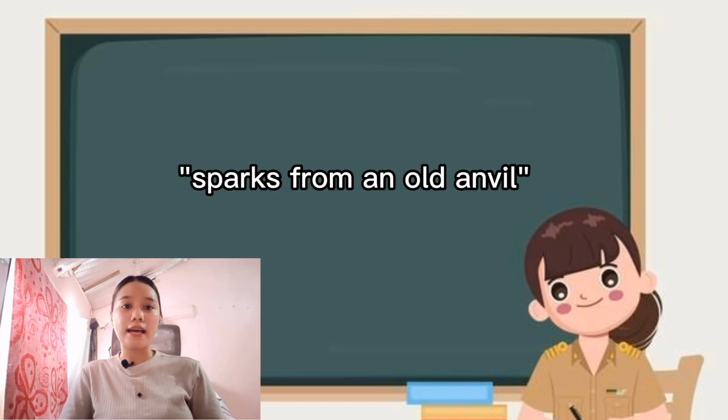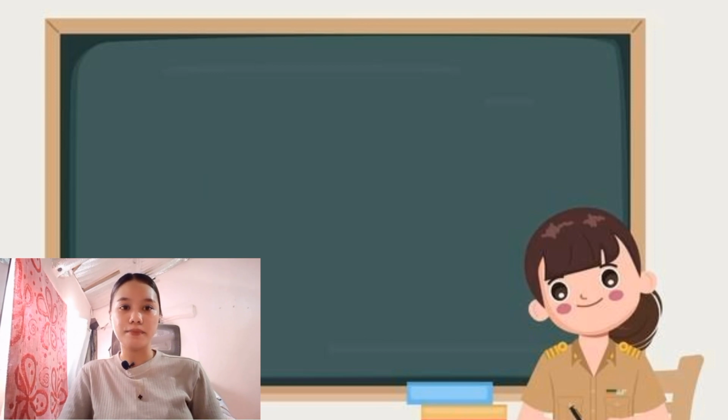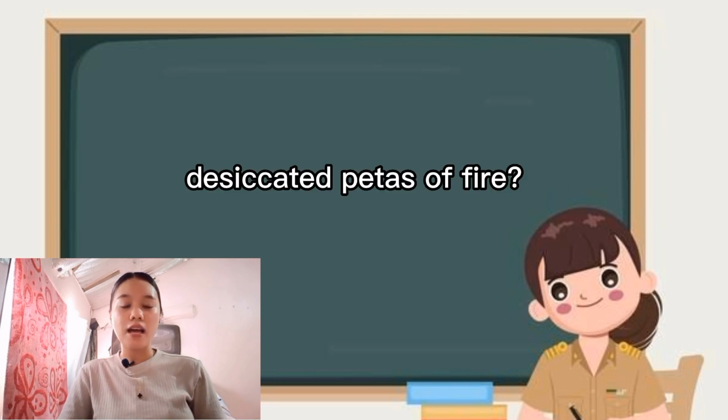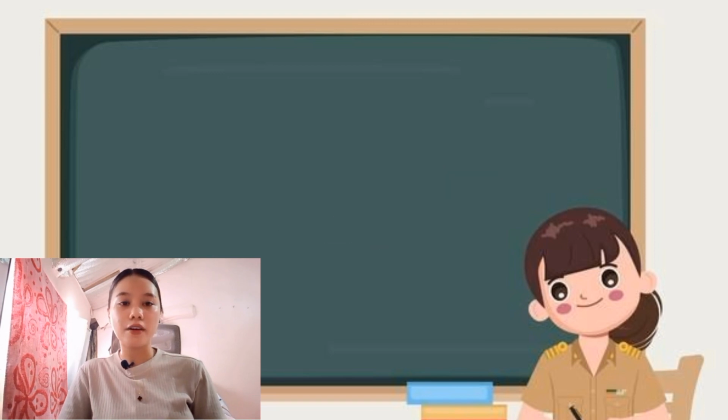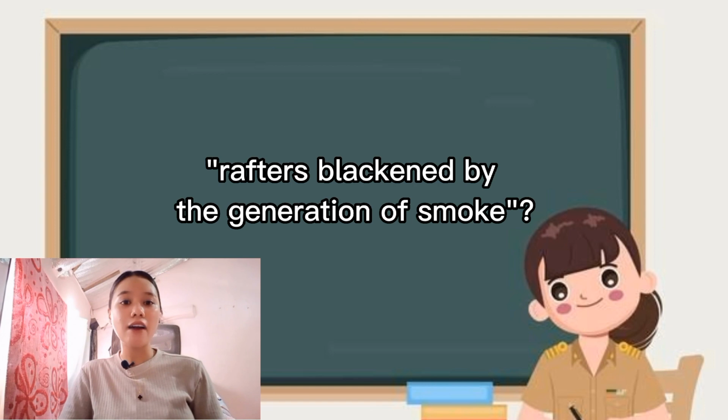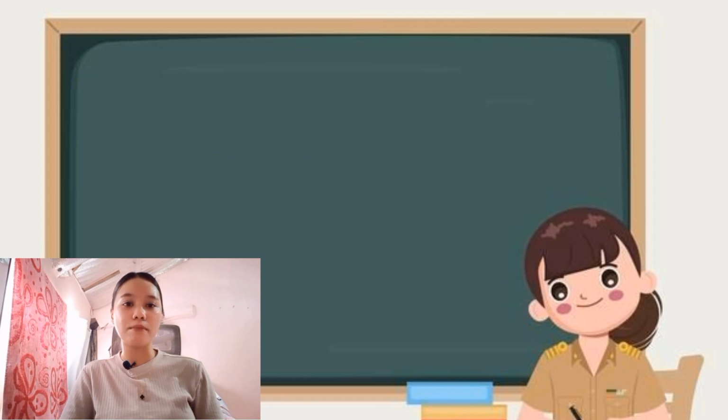What do you think is the element used in the line sparks from an old anvil? Okay, imagery, because as you can comprehend from the line, it is describing an actual object. How about the line desiccated petals of fire? Metaphor, correct. How about the rafters blackened by the generations of smoke? Alright, another use of the element imagery.